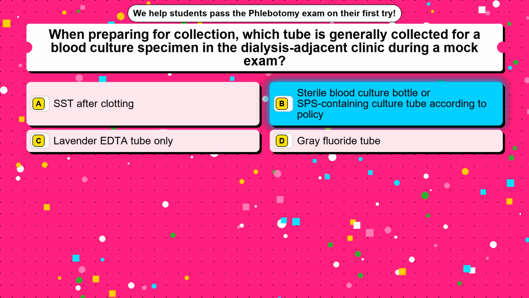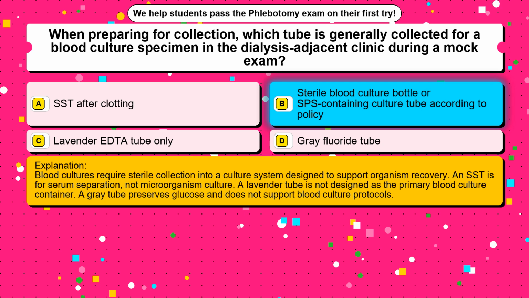The correct answer is option B. Sterile blood culture bottle or SPS containing culture tube according to policy. Blood cultures require sterile collection into a culture system designed to support organism recovery. An SST is for serum separation, not microorganism culture. A lavender tube is not designed as the primary blood culture container. A gray tube preserves glucose and does not support blood culture protocols.